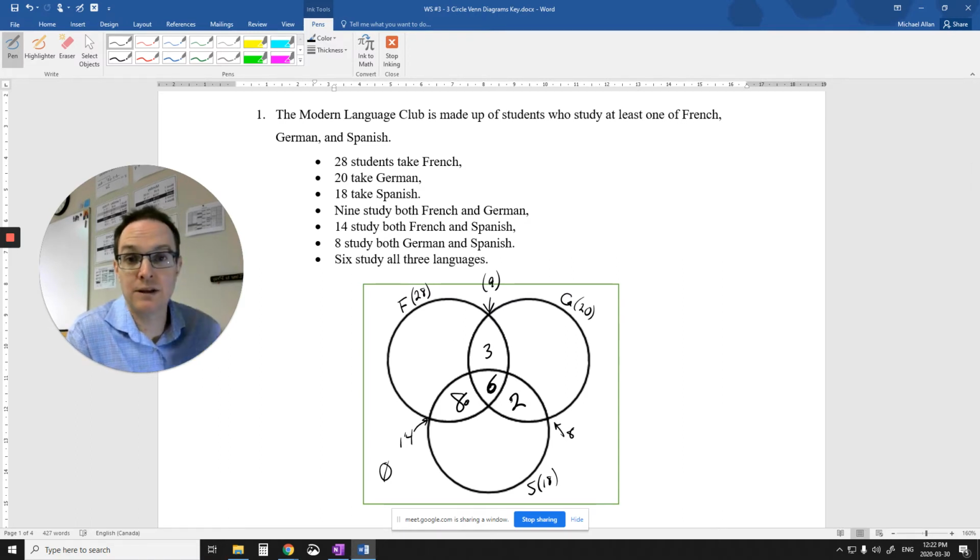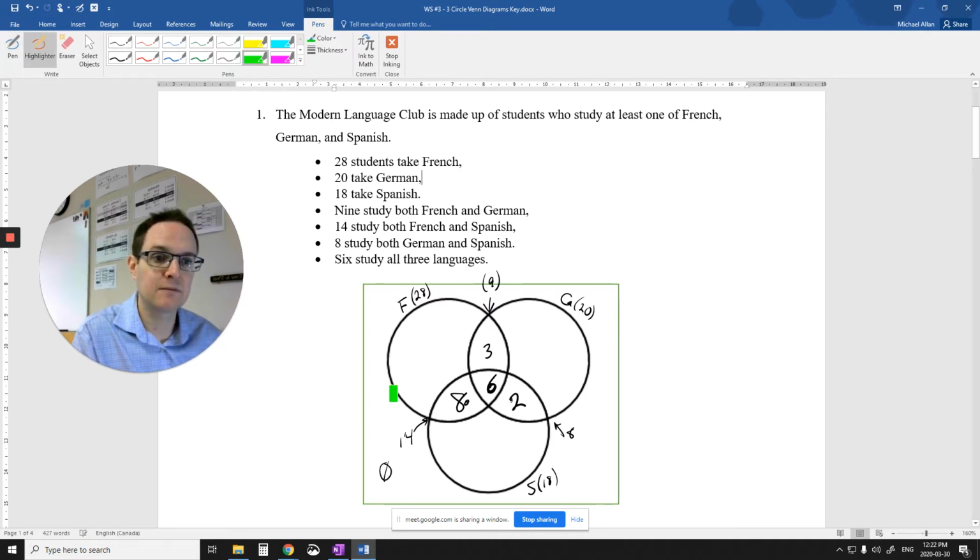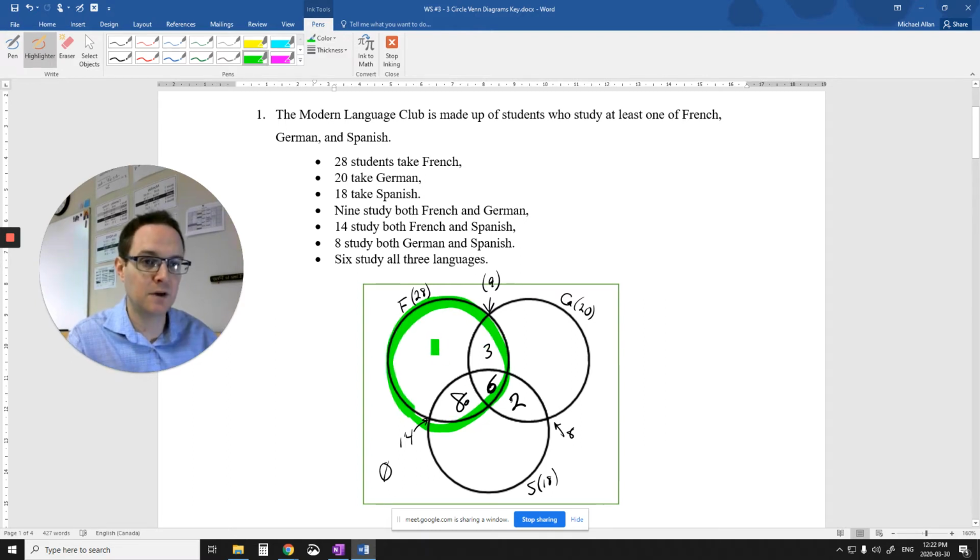Okay, how many kids only take French? So in the French circle, there's 28, from here all the way around. That's 28 in there. But I know 3 of the 4 pieces, so I could just find this 4th one. I go 28 minus the 8, minus the 6, minus the 3, and you get 11. So there's going to be 11 in this spot.